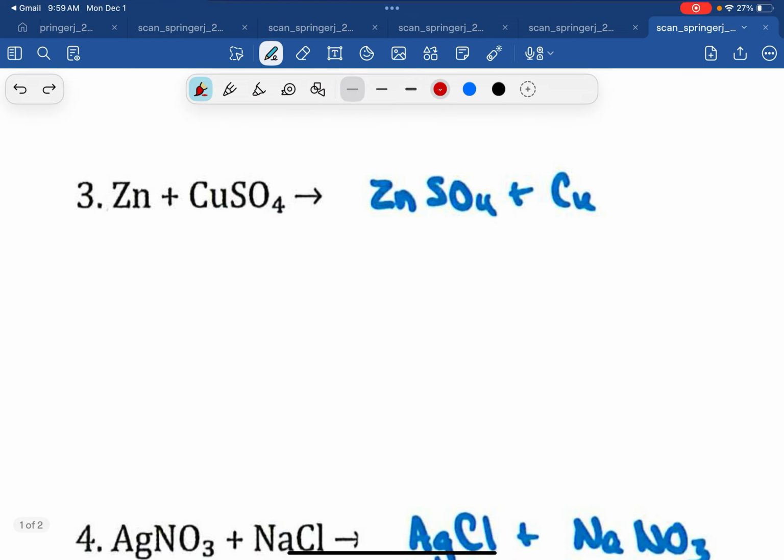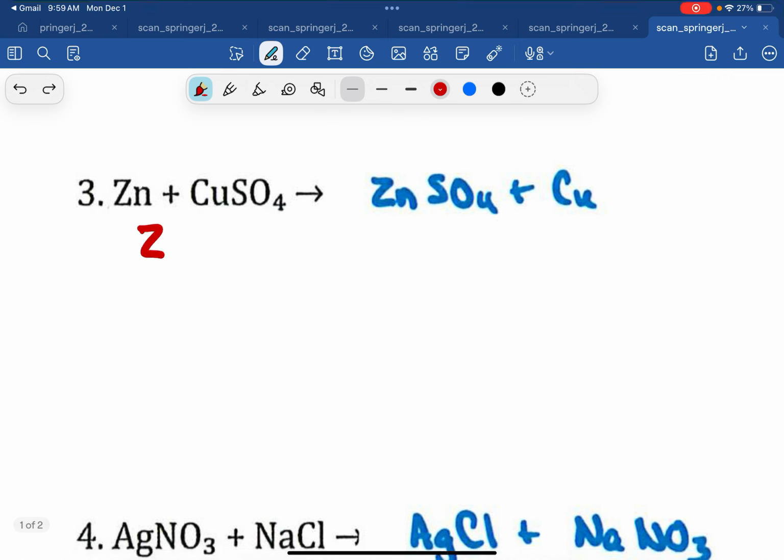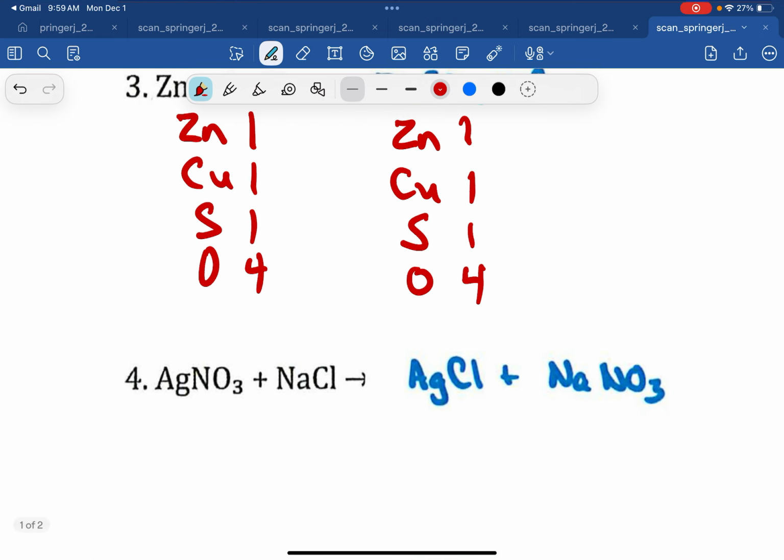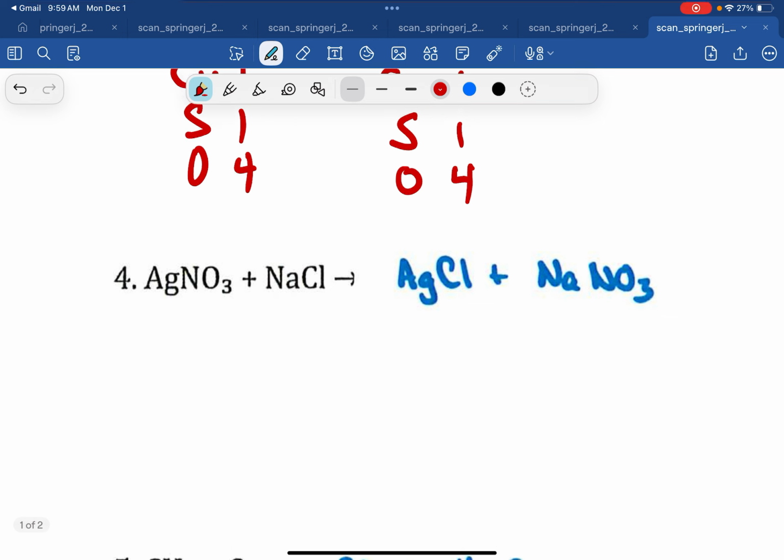All right, zinc plus copper sulfate, zinc sulfate plus copper. We've got zinc, copper, sulfur, oxygen. I've got 1 zinc, 1 copper, 1 sulfur, 4 oxygens. I got 1 zinc, 1 copper, 1 sulfur, 4 oxygen. This equation is already balanced. We don't need to do anything. They're all 1s. All right, I think we're going to see a pattern here.